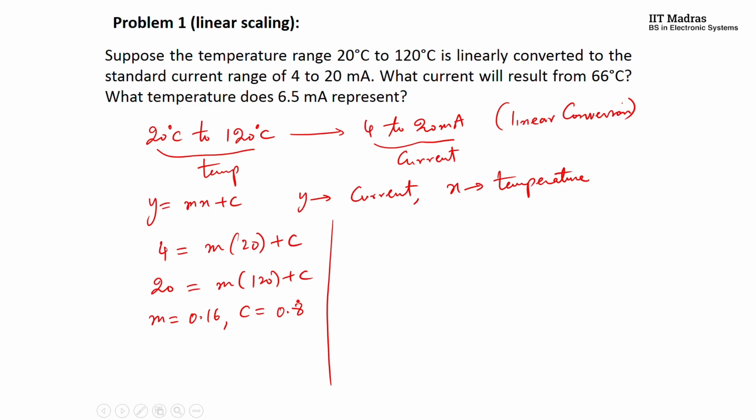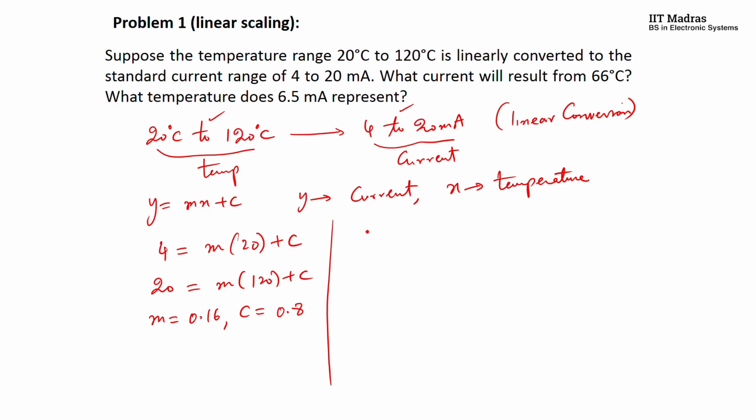So once we find these two values of M and C, we can actually relate temperature and current for any given value of either temperature or current in this range of 20 degrees to 120 degrees or 4 to 20 milliamps. So the first question is, what current will result from 66 degrees?